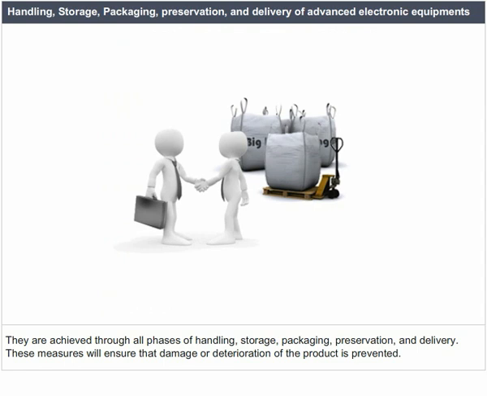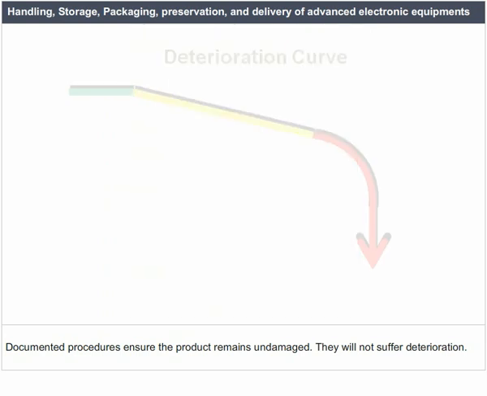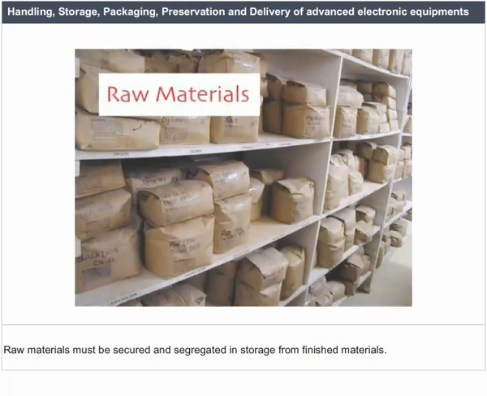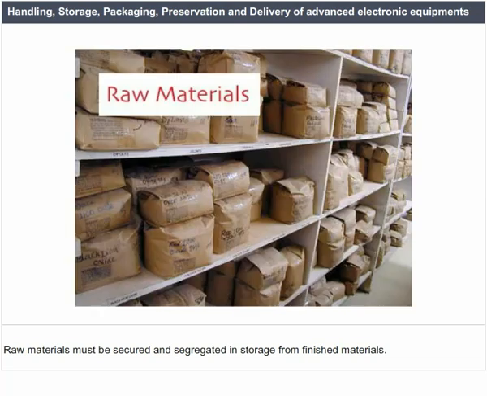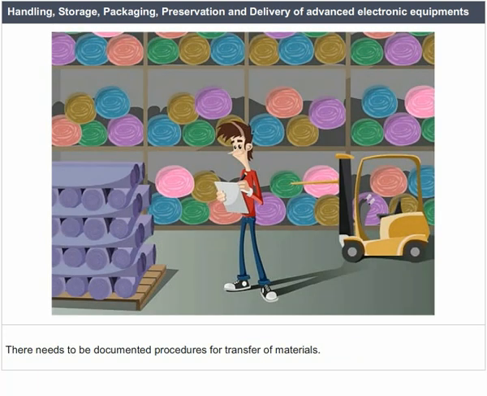These measures will ensure that damage or deterioration of the product is prevented. Documented procedures ensure that the product remains undamaged. They will not suffer deterioration. Raw materials must be secured and segregated in storage from finished materials. There needs to be documented procedures for transfer of materials.